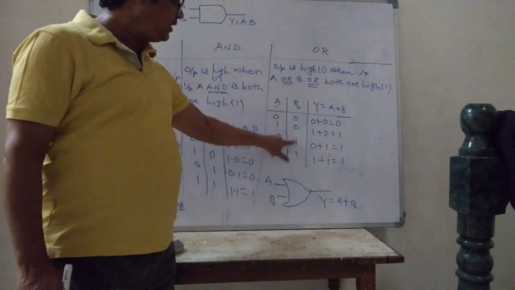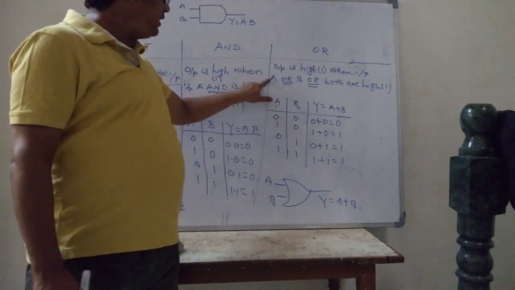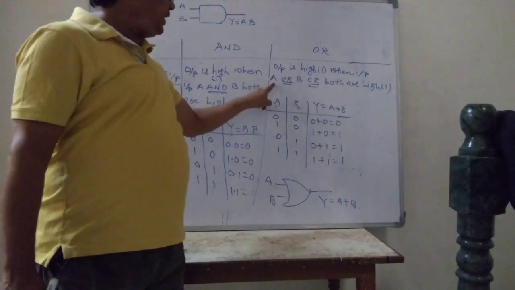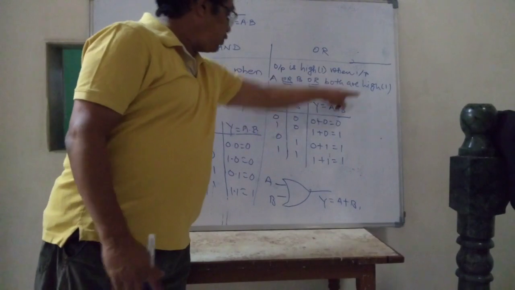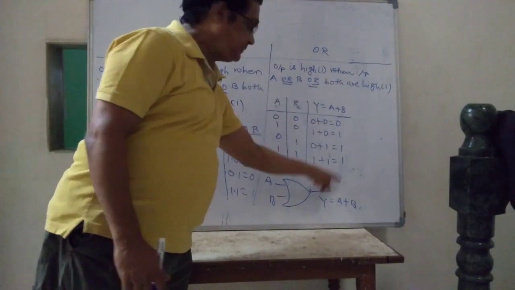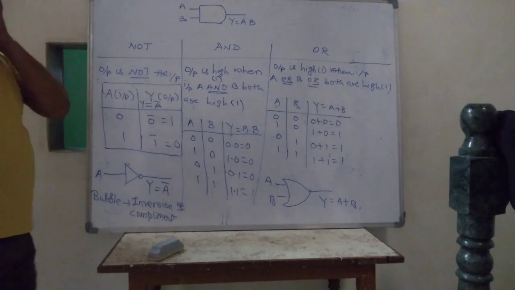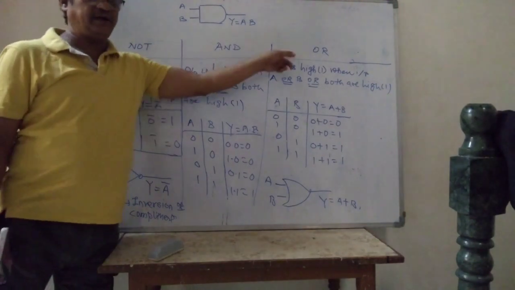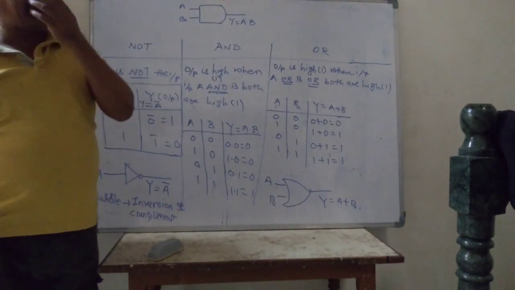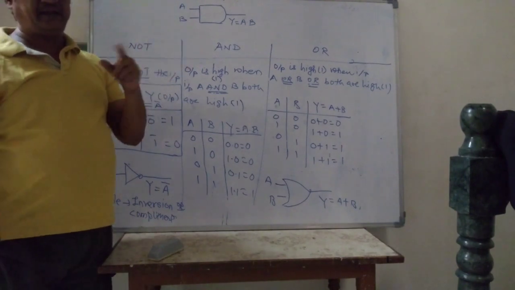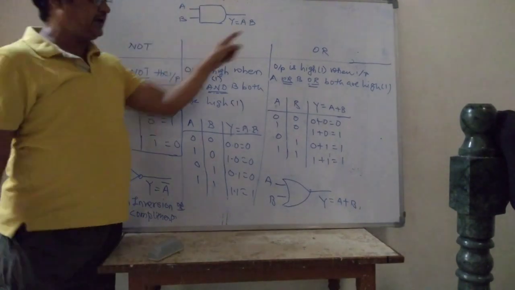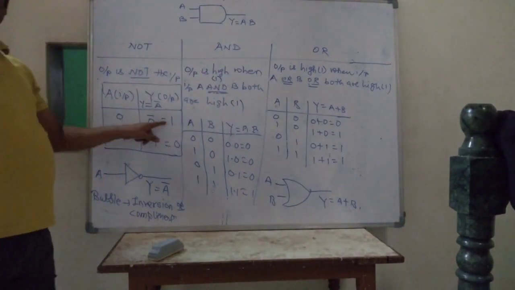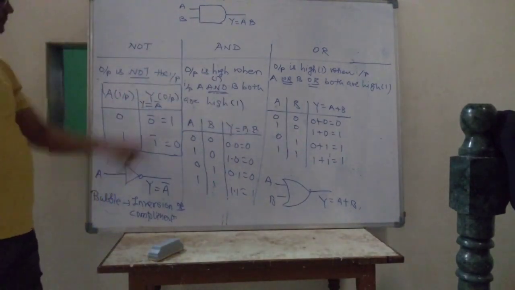If A or B or both are high, then only the output is high. That is a logical operation. So NOT operation, AND operation, OR operation, complement, product, addition, these three gates are known as basic gates. If you are asked a question, explain basic gates, then you have to explain three gates: NOT gate, AND gate, OR gate. First define it. This is the definition. Then write the truth table and then draw the symbol.